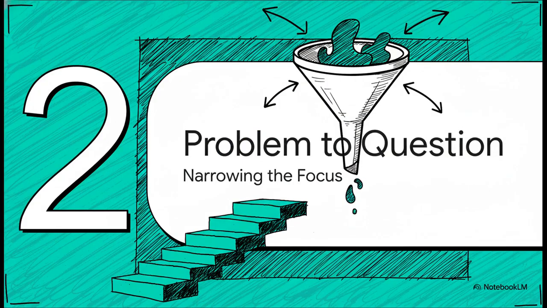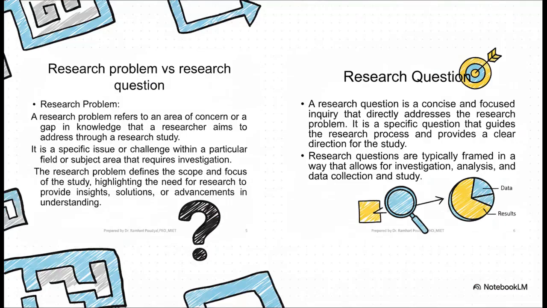Moving right along to Section 2, Broad Problem to Sharp Question. Now, here is an absolutely crucial distinction we need to make right off the bat. Understanding the difference between a problem and a question. A research problem is a broad gap in knowledge. It's big, it defines your general scope. But a research question is a concise, highly focused inquiry. It gives you absolute, clear direction and is specifically designed to be answerable through your actual data.